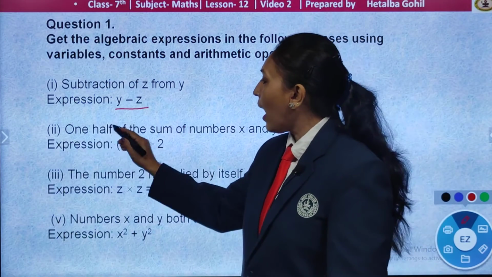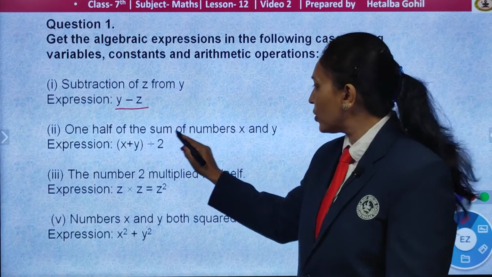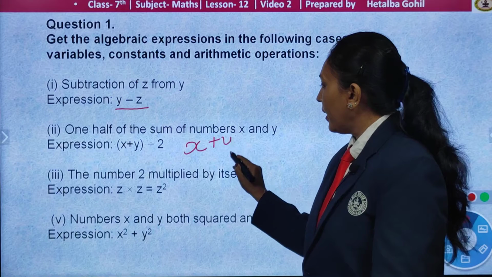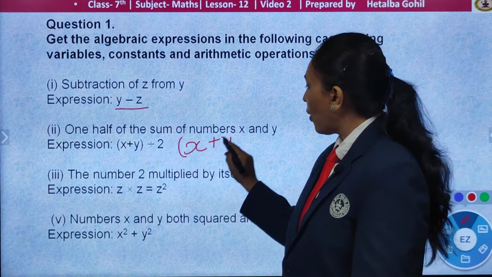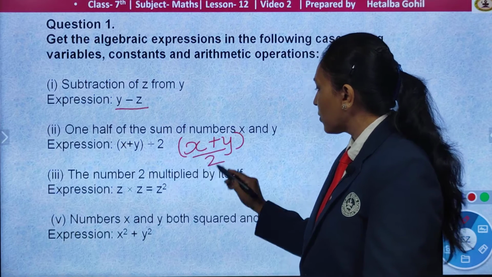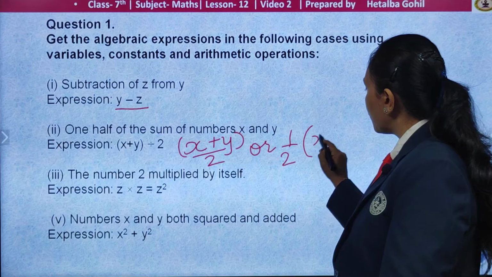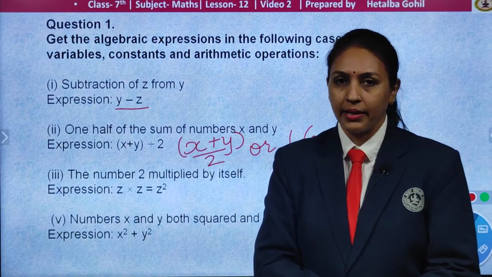Next, 1/2 of the sum means addition of x and y. So x plus y and 1/2 of it. Either you can put it divided by 2, or you can write it like this also, or you can put it as 1/2 into x plus y. Any one of them is correct.